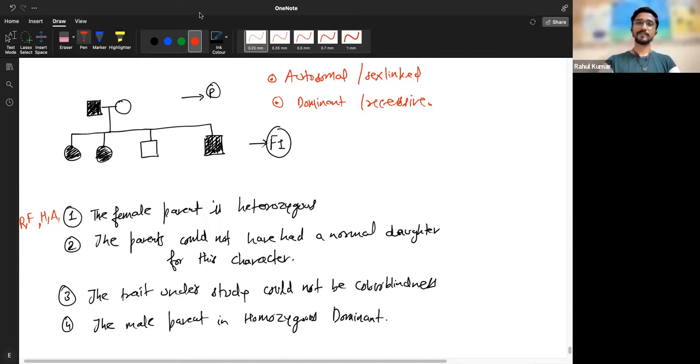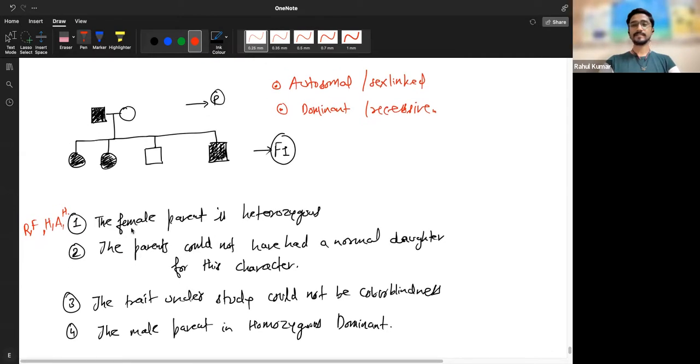Hiba is thinking, should I go for something? A. Okay. So every one of you thinks A, and I'm very, very happy because this is the right answer as far as I can also understand. So let's try to understand this pedigree.